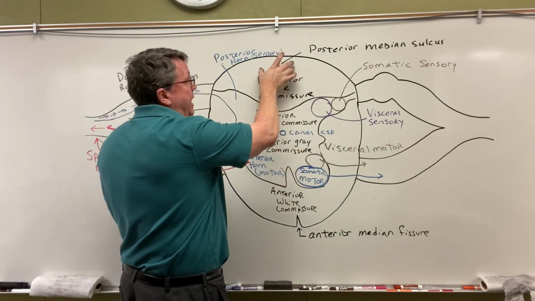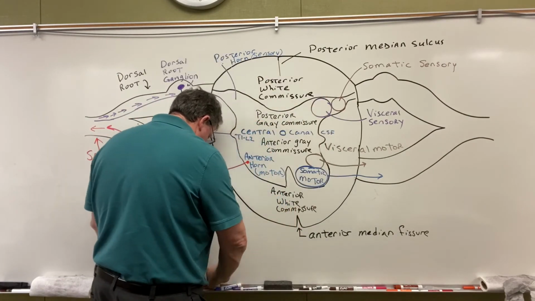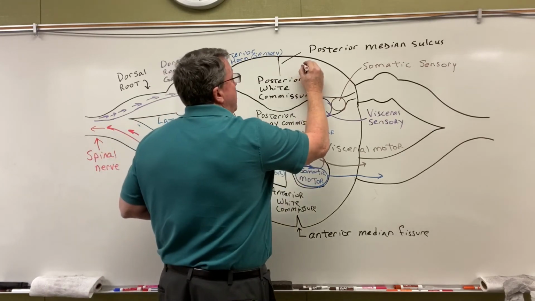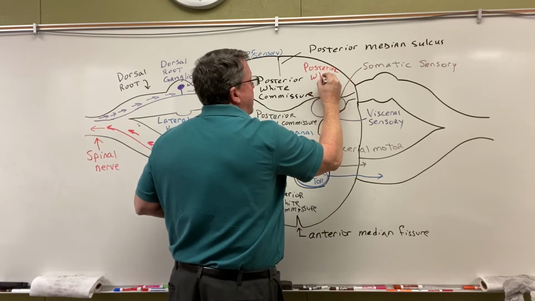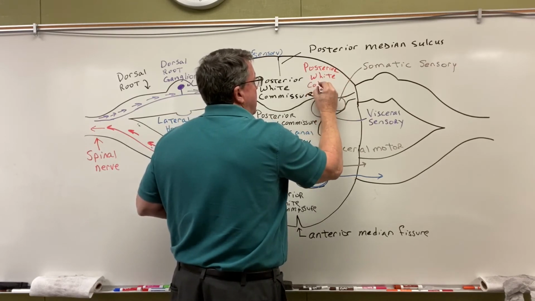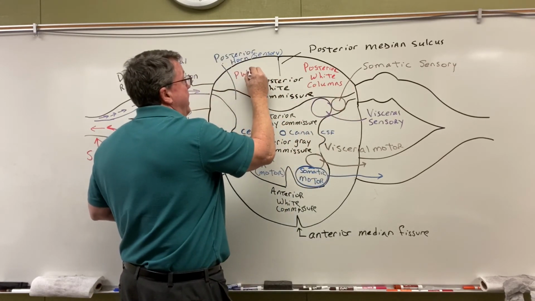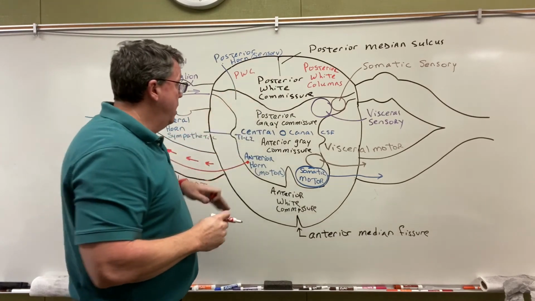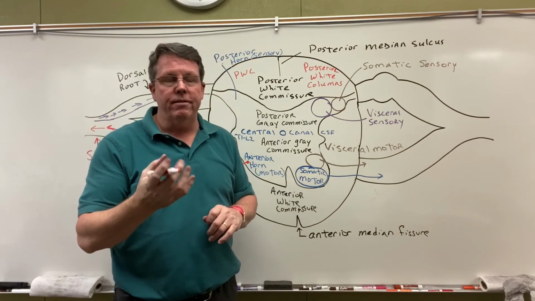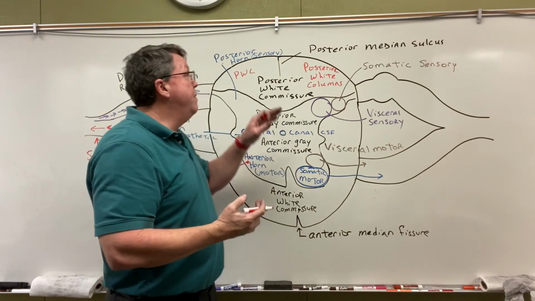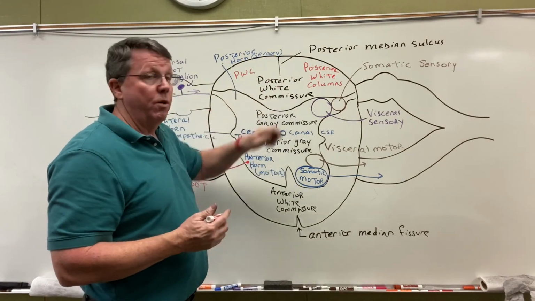But these areas back in here are going to be called our posterior white columns. Okay, and then this would be it over here too. Posterior white column would be over here too. Okay, this is going to be things such as light touch. If your cell phone vibrates, that's going to be felt back here, as well as proprioception too. Okay, in the posterior white columns.